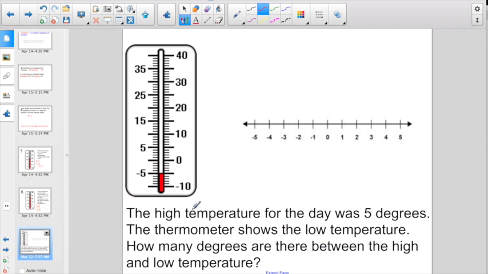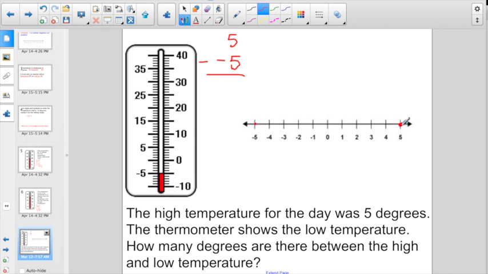Here we have one saying the high temperature for the day was 5 degrees. The thermometer shows the low temperature. That low temperature looks like it's a negative 5. And they want to know how many degrees are there between the high and low temperatures. Now, a lot of times kids would want to set it up as 5 minus a negative 5, but we've never subtracted negative numbers before. And some kids might get confused and think 5 minus 5 is 0.